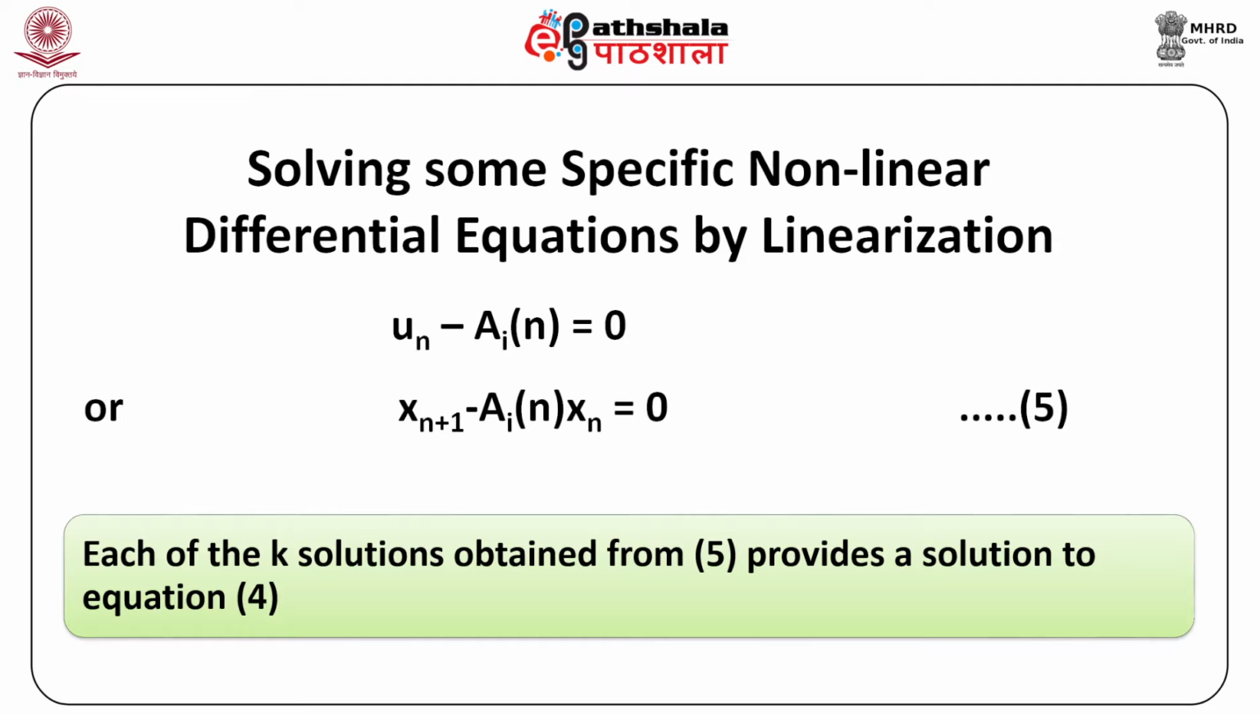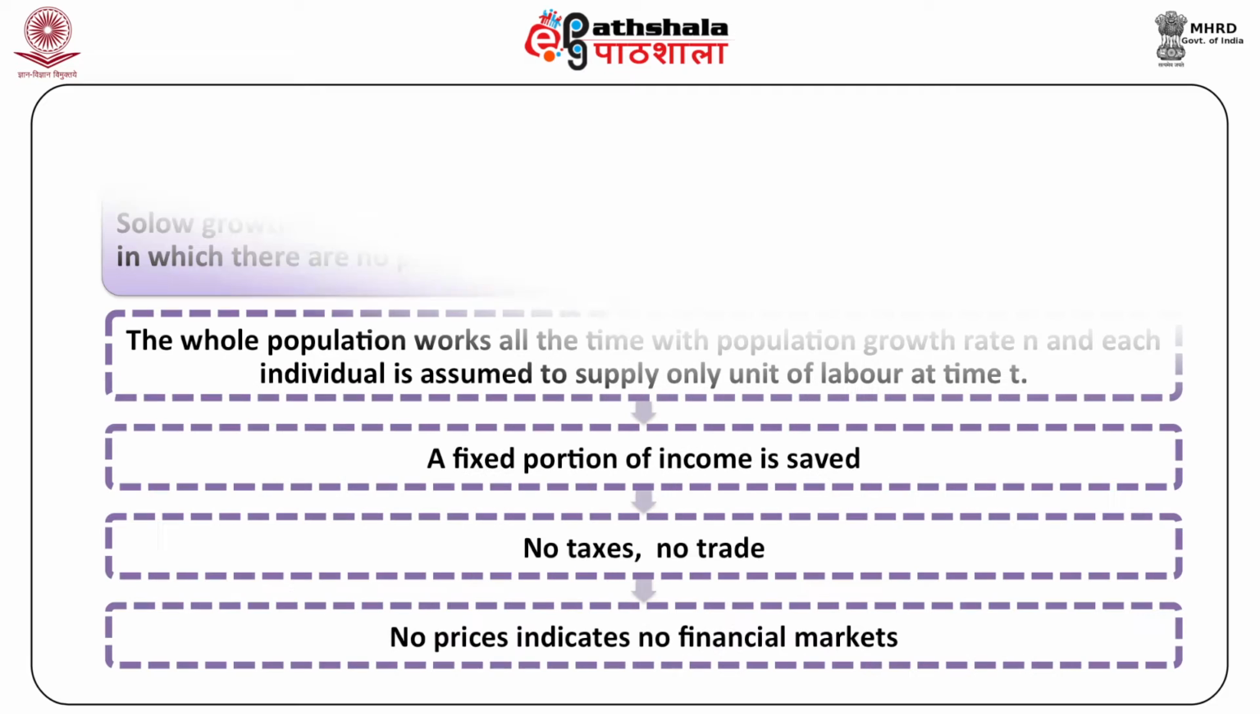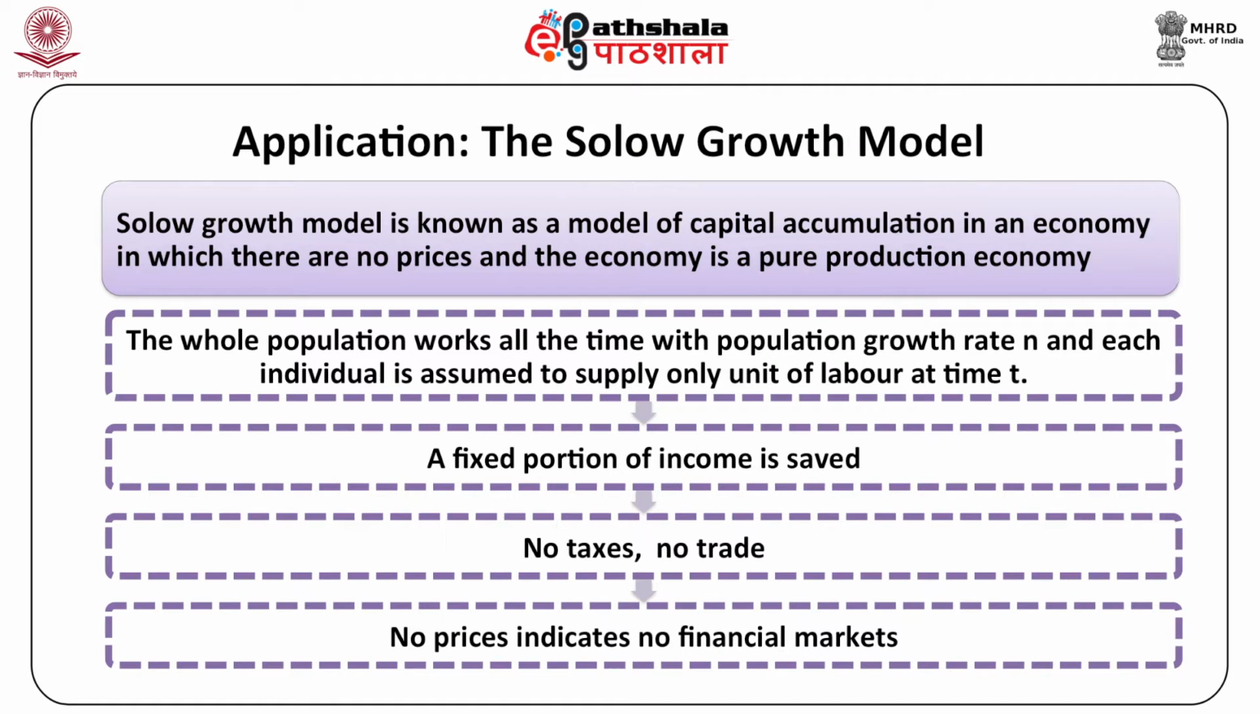Each of the k solutions obtained from 5 provides a solution to equation 4. The Solow growth model is known as a model of capital accumulation in an economy in which there are no prices and the economy is a pure production economy. The basic assumptions are: one, that the whole population works all the time with population growth rate n, and each individual is assumed to supply only one unit of labor at time t.